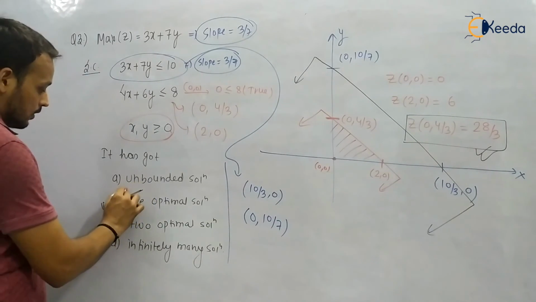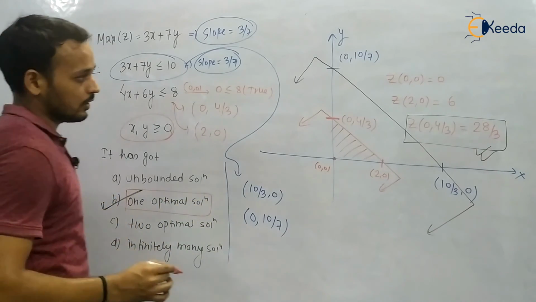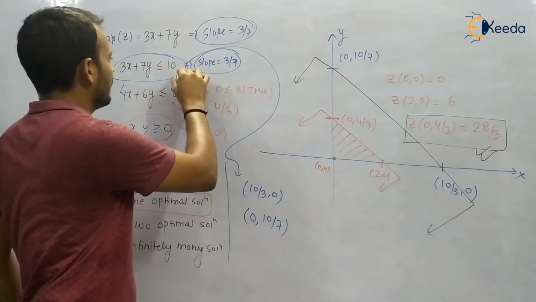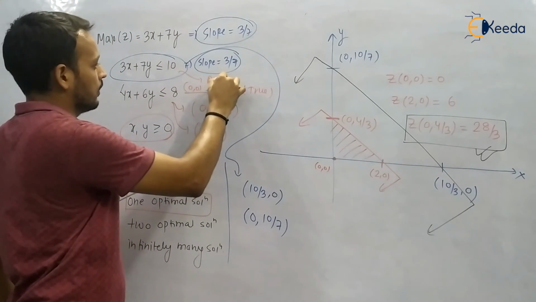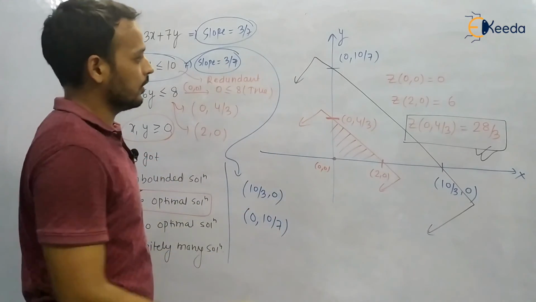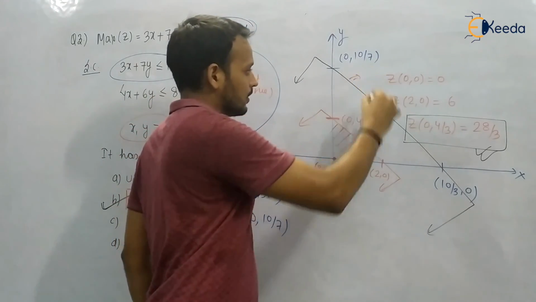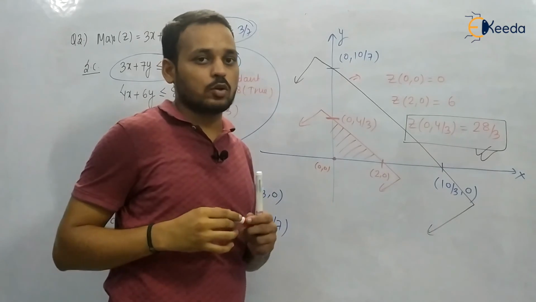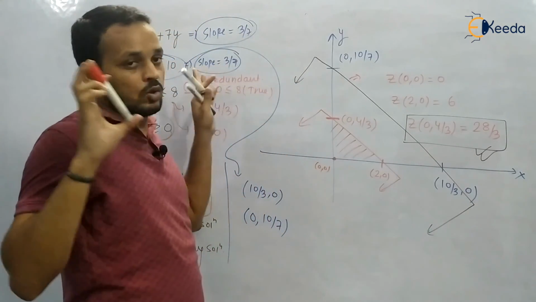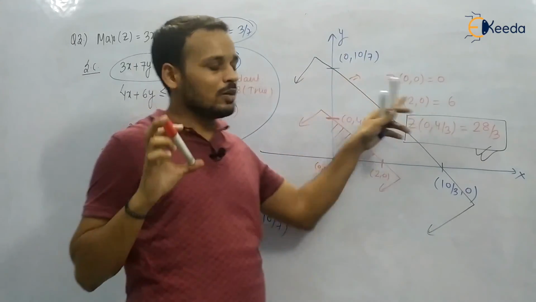You can see from the answer why the slope was equal, but this is a redundant constraint. The slope is equal, but this constraint is redundant, it is not going to participate in providing the optimal solution. That's why it is not true that if the slope is equal, then it is a multiple optimal.